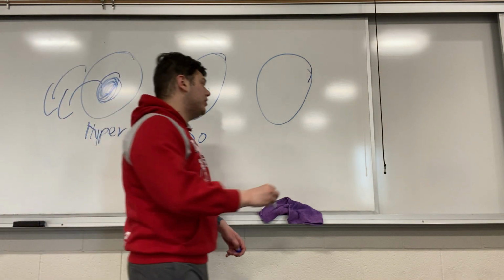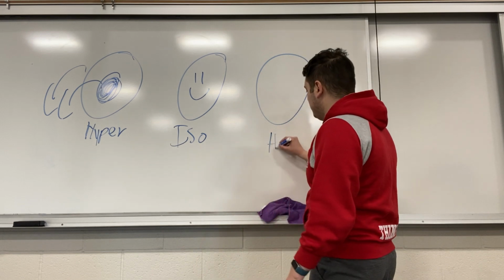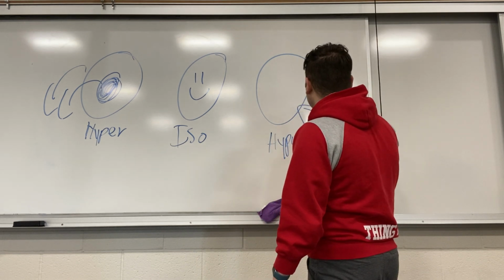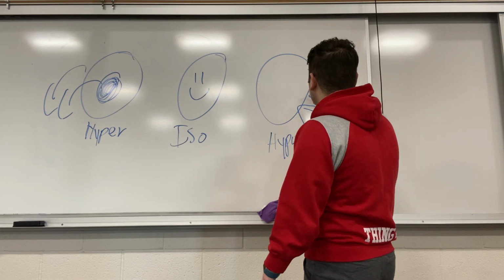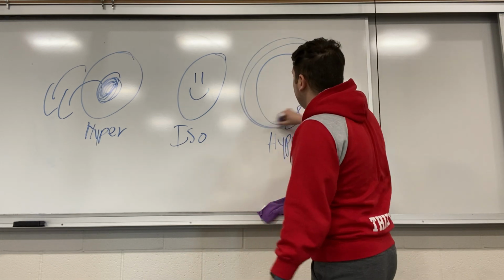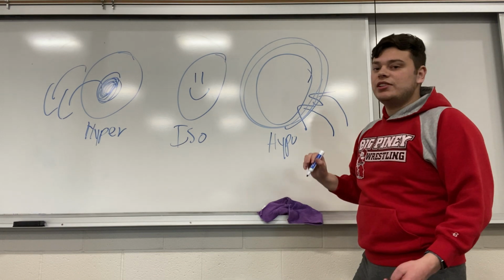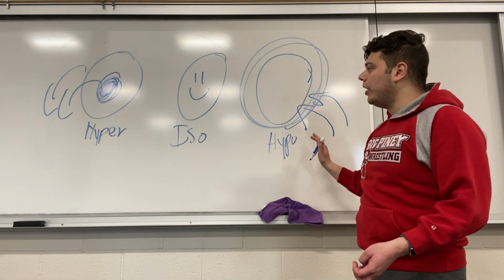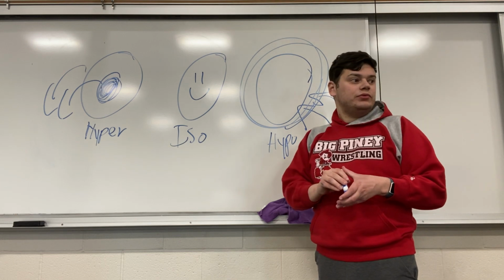And so let's talk about hypotonic. Hypotonic is when water comes inside the cell. And this can cause the cell to get bigger and bigger, and also can cause the cell to even lyse or burst, which is super bad for our cells.